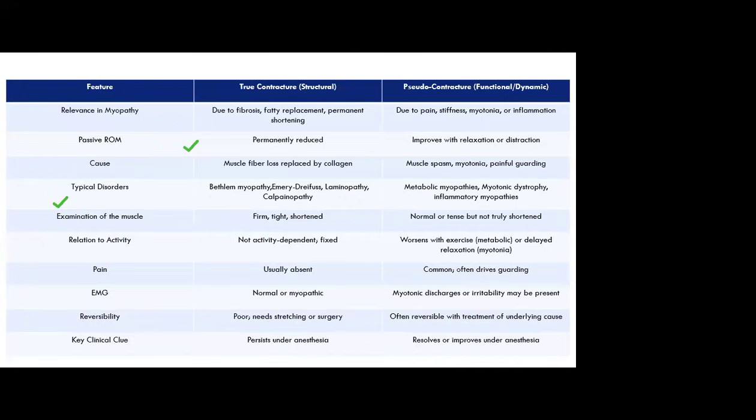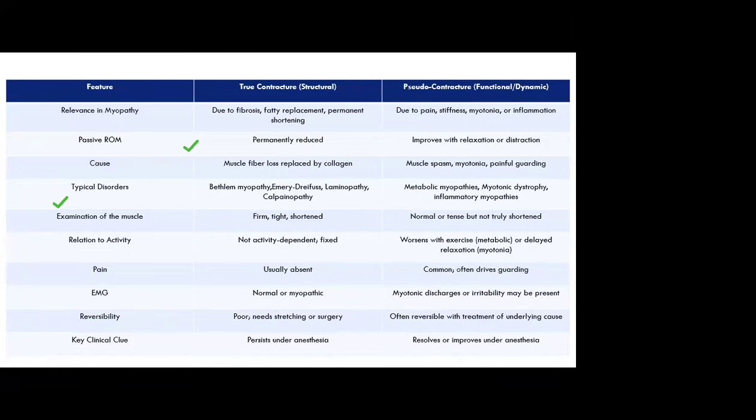On examining, the muscle will be firm, tight, and shortened, whereas it will be normal or tense, but not truly shortened, in the case of pseudocontractures. In relation to activity, true contractures are usually not activity dependent and are fixed contractures, whereas pseudocontractures worsen with exercise or show delayed relaxation. Pain is usually absent in true contractures, whereas it is a common feature in pseudocontractures.